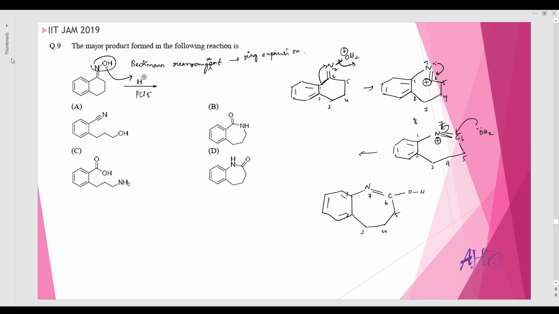Now if you look, this is in enol form. What can we do with the enol form? We can convert it to a tautomer, the keto form. In the keto form, your nitrogen will have a single bonded carbon with a ketone. So the enol will be converted to the keto form. So this is going to be the product.